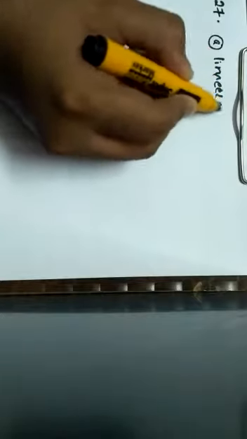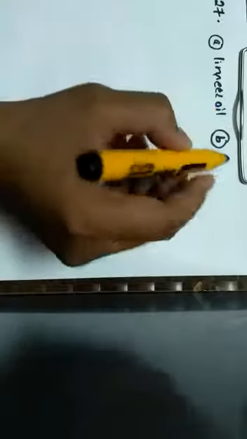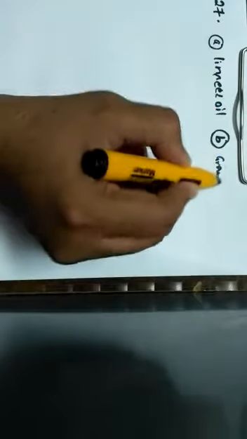So let us continue with the next one. That is question number 27. The number of moles of hydrogen that can be added to 1 mole of an oil is the highest in. So here the options they have given are: linseed oil, and the second option is groundnut oil.